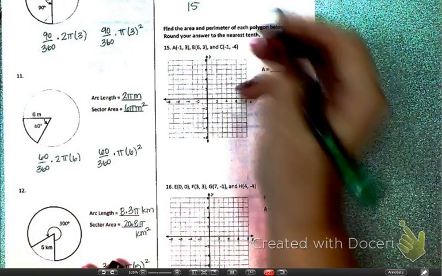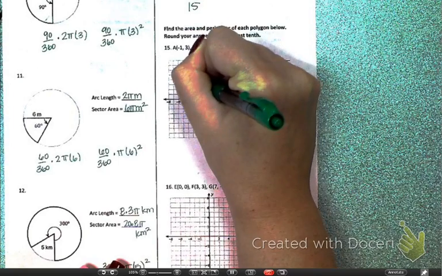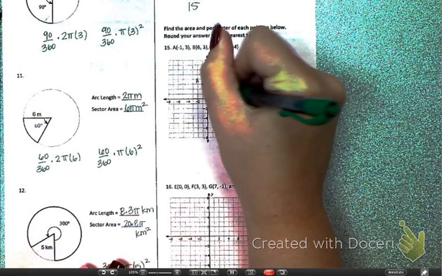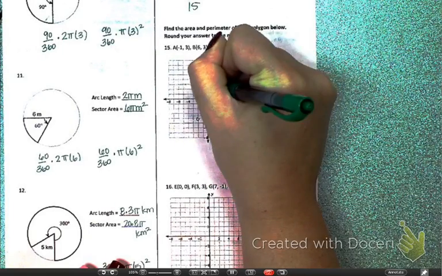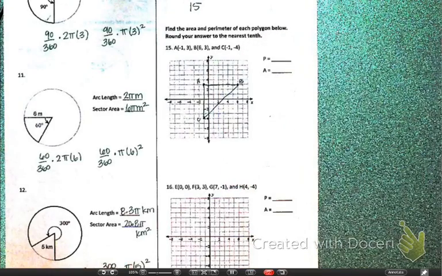Okay. So -1, 3 is A. 6, 3 is B. And -1, -4 is C. That is step 1. Okay? So some of you need to write down these steps. Step 1 is to plot the points. Step 2 is to find the side lengths, whether you count or use the distance formula.